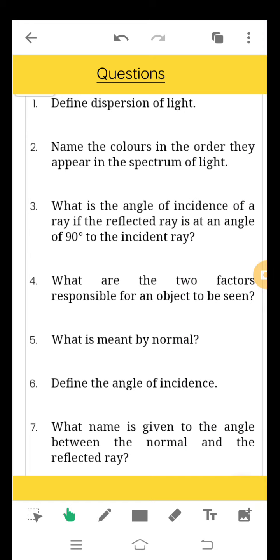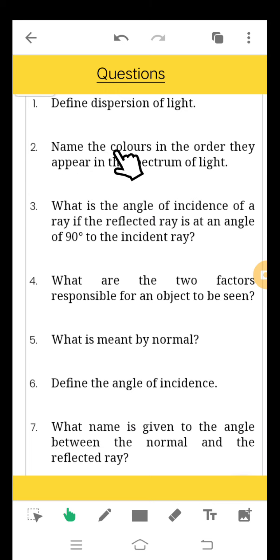Let's have a look at some questions. Question first, define dispersion of light. What is dispersion of light, children? The splitting of light into its constituent colors is called dispersion of light.